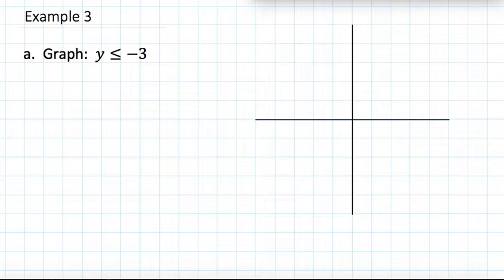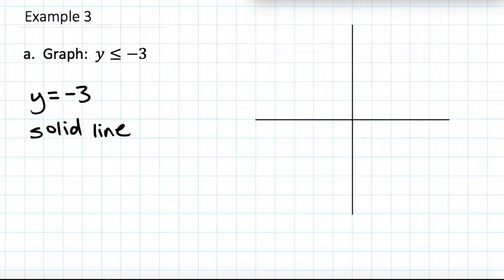Next, we're going to look at example 3, which is horizontal and vertical lines. So the first one, this is 2 parts. Part A is to graph y less than or equal to -3. So again, I'm going to graph y equals -3 first. This is going to be a solid line because it's less than or equal to.